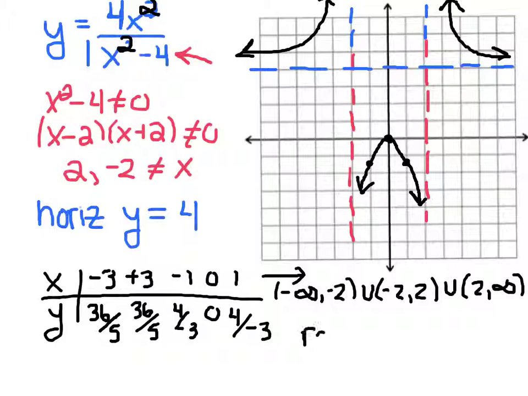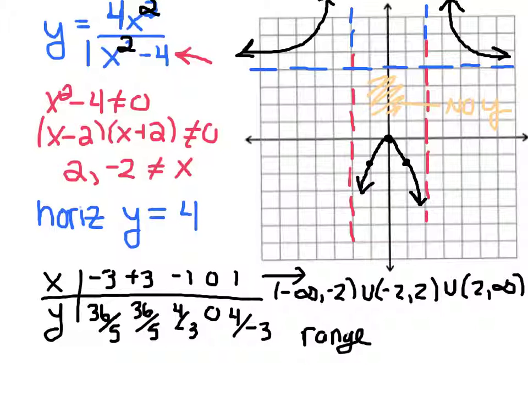But if I look at the range for this graph, it appears to not have any points. Let me change colors on you for a second. See this area right here? There's no y values in this area. They're all above or below.